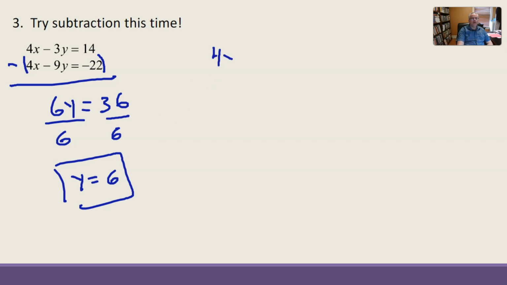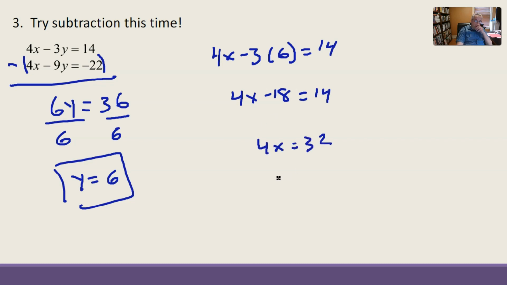So we get 4x minus 3y, so I'm putting in 6 for y, equals 14. So 4x minus 18 equals 14. If I add 18 on both sides, I'm going to get 4x equals 32. And if we divide by 4, we get x equals 8. So our solution is 8 comma 6 to this one.